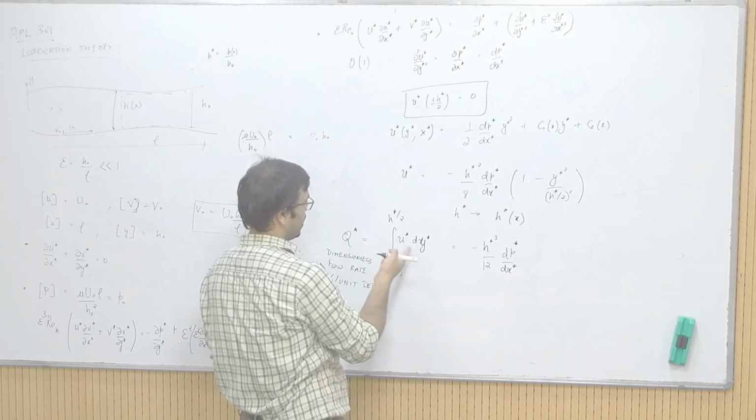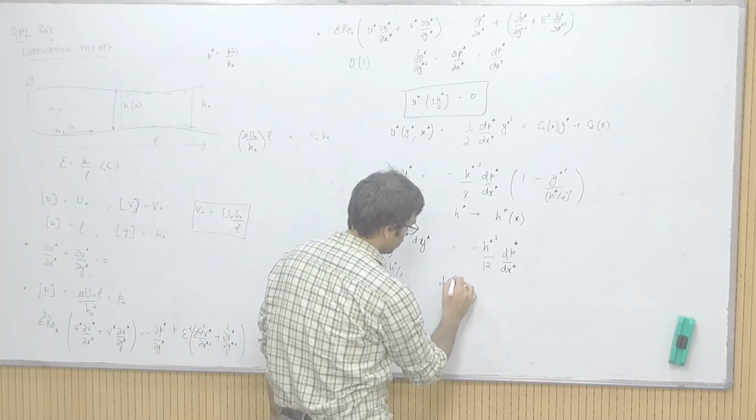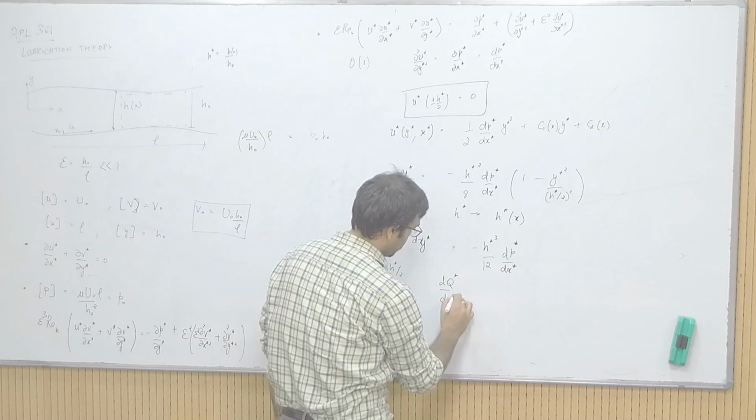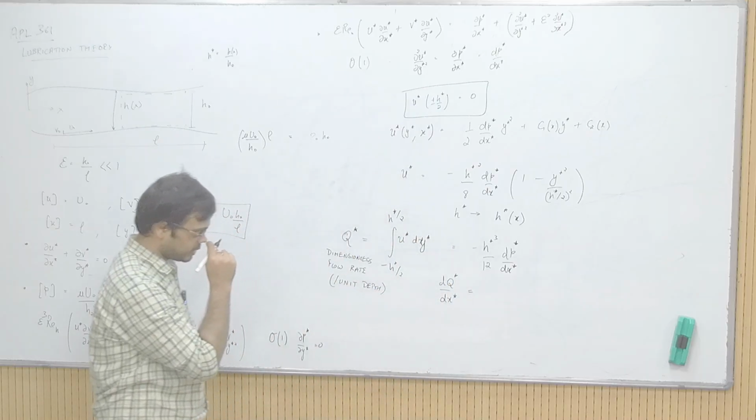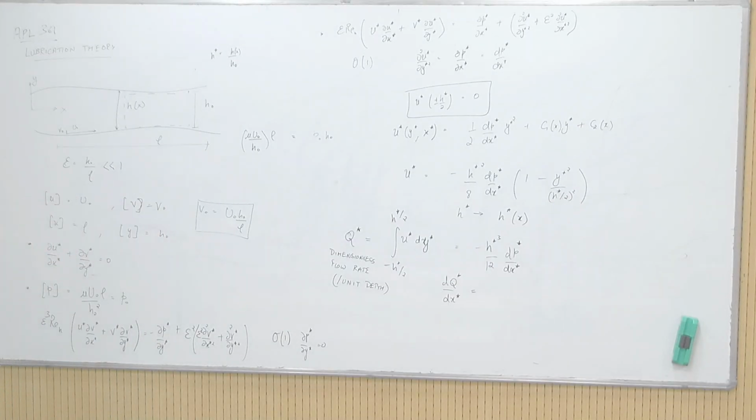So, y has been integrated out. So, if it is a function, it will only be a function of x. So, if I ask you to calculate this, how will you show that dq star by dx star is 0? Mass conservation. Okay, you are qualitatively right, but how will you show it mathematically from here? dq star by dx star equals 0.